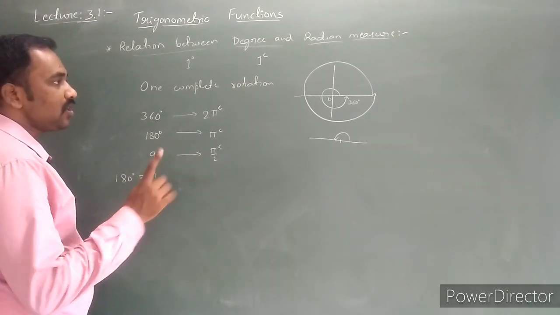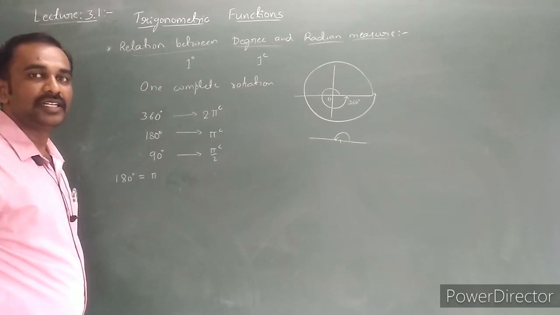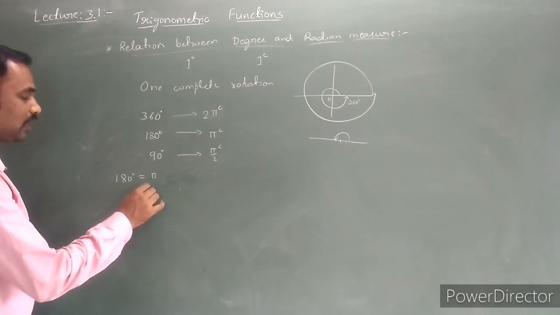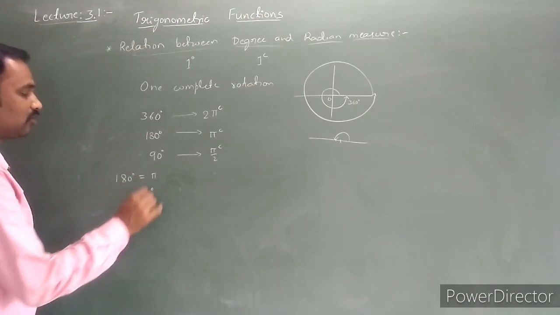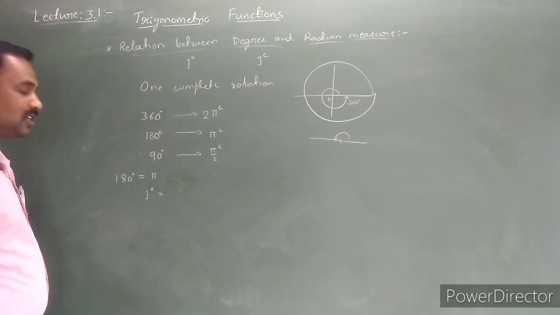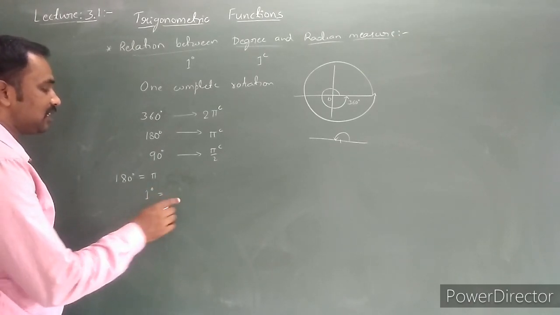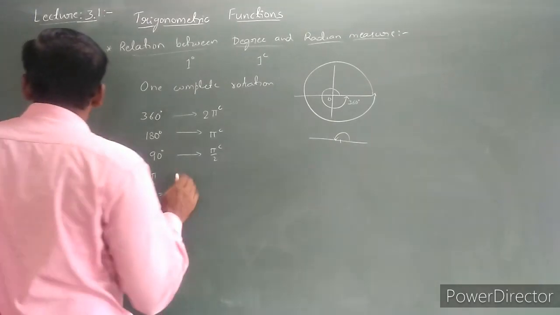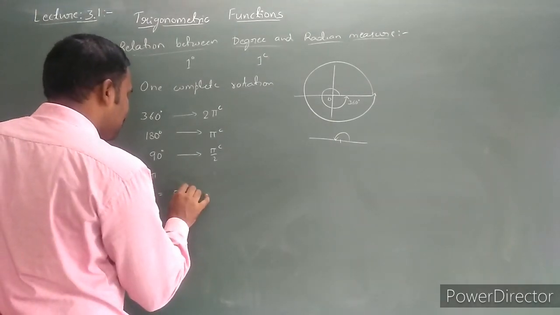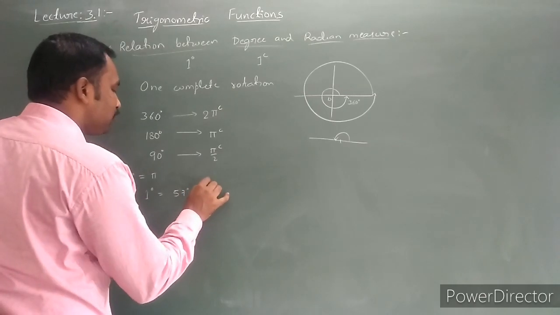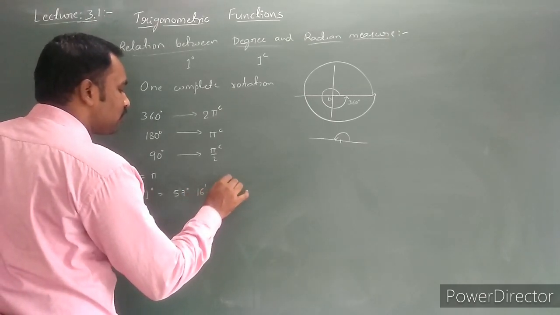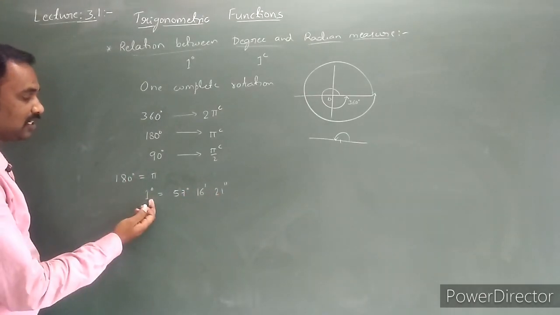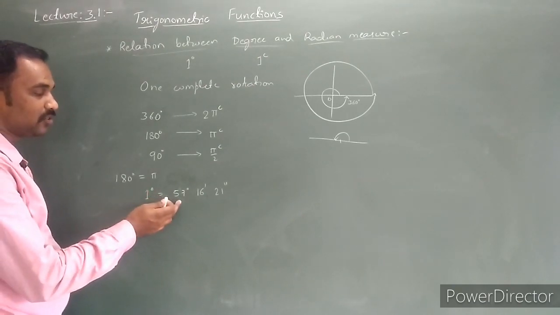Now, I want to get 1 degree equal to how much, or 1 radian equal to how much. 1 radian is equal to 57 degree, 16 minutes and 21 seconds. 1 radian is equal to how much degree?